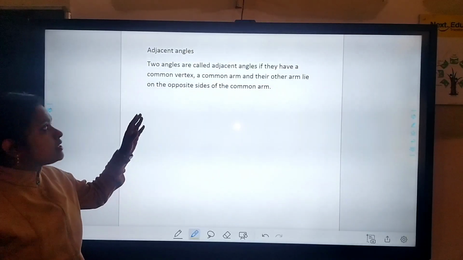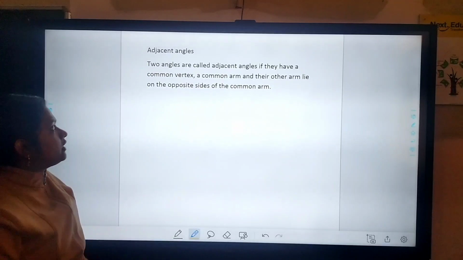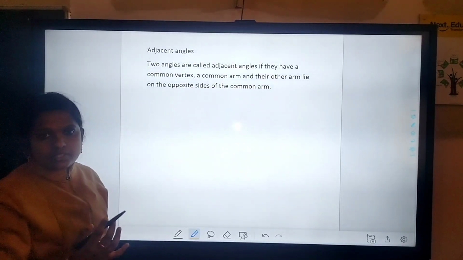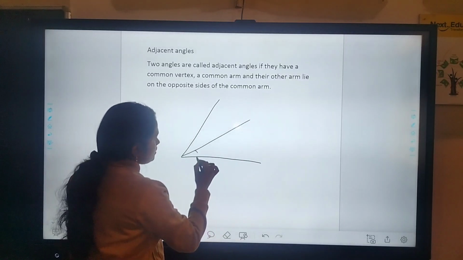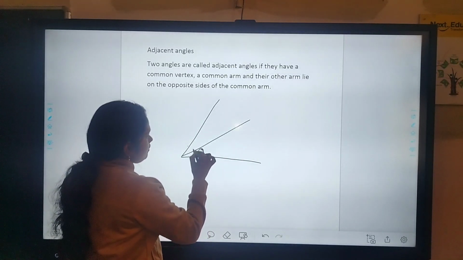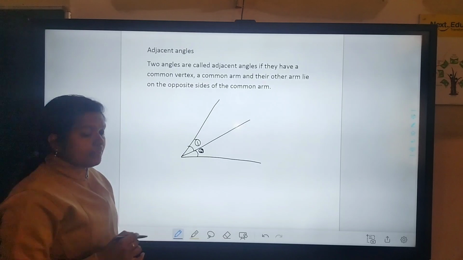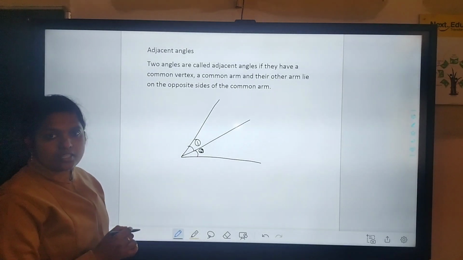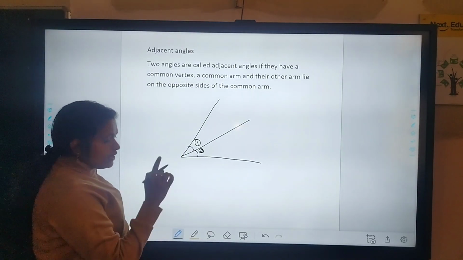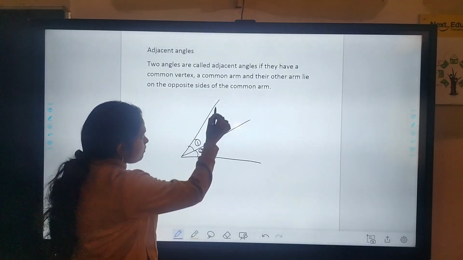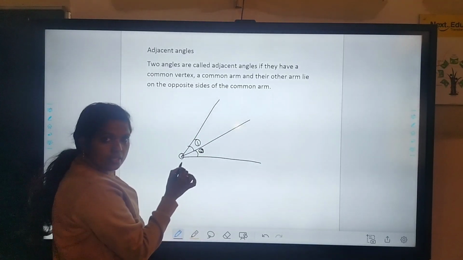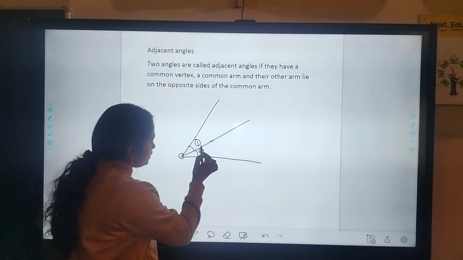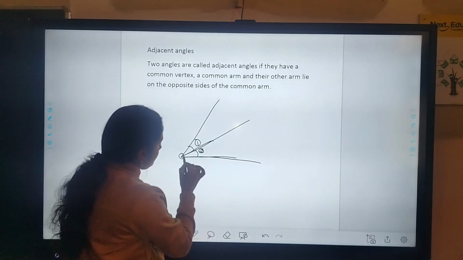Next, we are going to discuss adjacent angles. What do we mean by adjacent angles? These are angles, and this is the first and second angle. When we say that the first and second angles are adjacent angles, there are three things. First, both angles have a common point, that is called a vertex. A common vertex should be there. This is the common vertex.